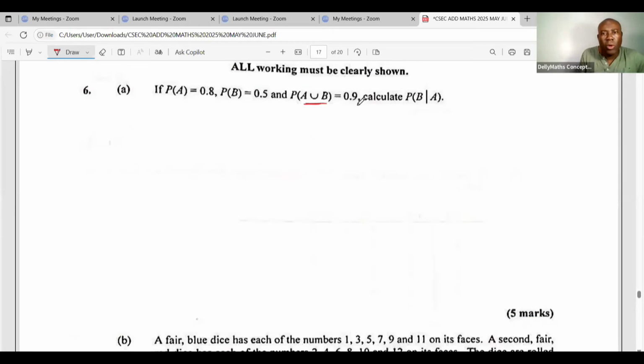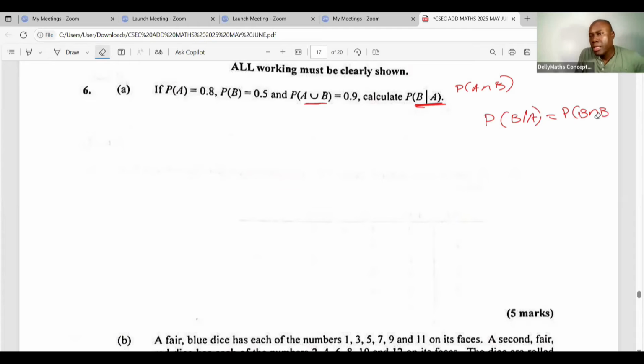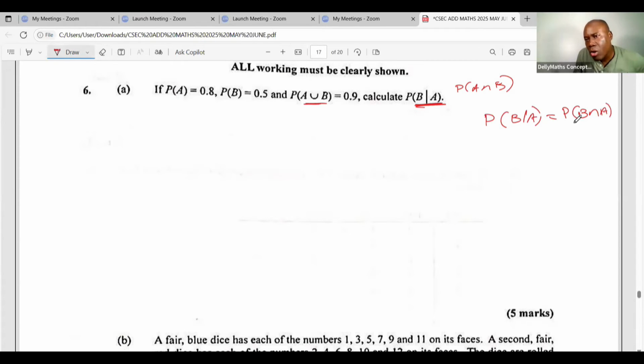What we want to do with this is that whenever we get this conditional probability, we need the intersection, right? Because the formula, if we're going to find the probability of B given A, is that we need to know the probability of B intersect A over the probability of A. This is the formula that we use. So we need the intersection.